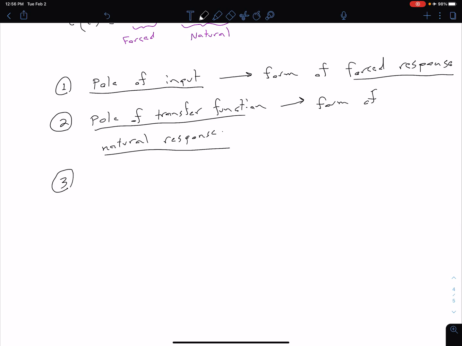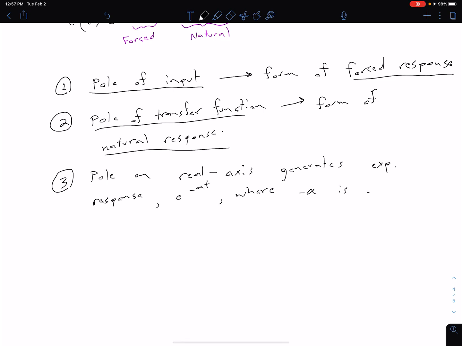Now, a couple other things. The pole on our real axis in that plot in our S-plane above is generating that exponential response. So e to the minus alpha t, where our negative alpha is our pole location. So a pole on the real axis gives us this decaying exponential.